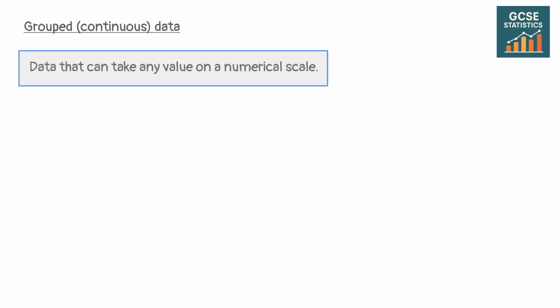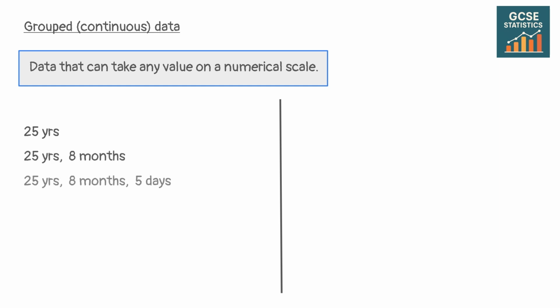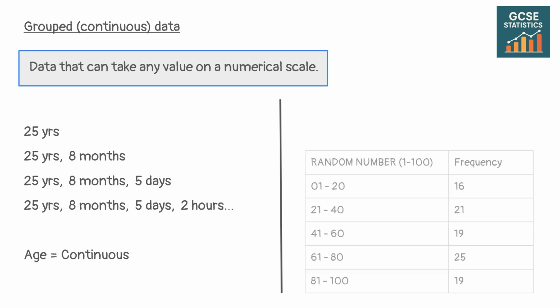Continuous data can take any value on a numerical scale. I know I'm saying it again, but there is a more detailed video in the description. As an example, take age, let's say 25 years. Well, that isn't it. It could be 25 years and 8 months. Not enough? How about 25 years, 8 months, and 5 days? As you can see, I can be more specific. Pointless, yes, but specific. As a result, age will always be continuous.